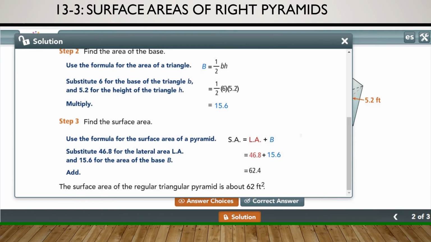Then you go ahead and substitute all of that into the surface area formula. Our lateral area plus the area of the base end up being 62 4/10. But if you round it, you get 62 feet squared.